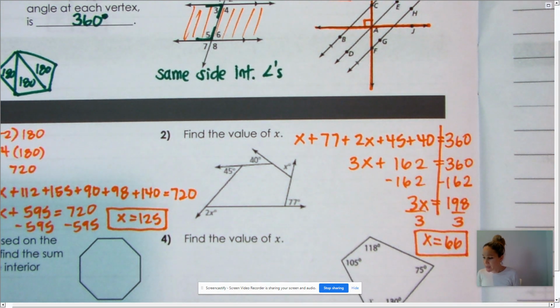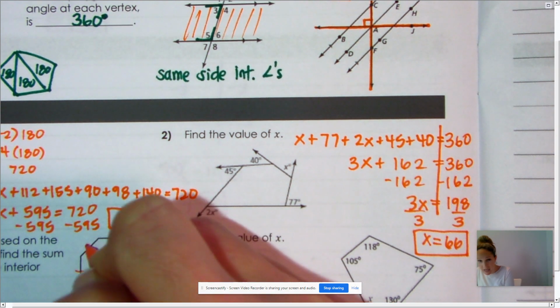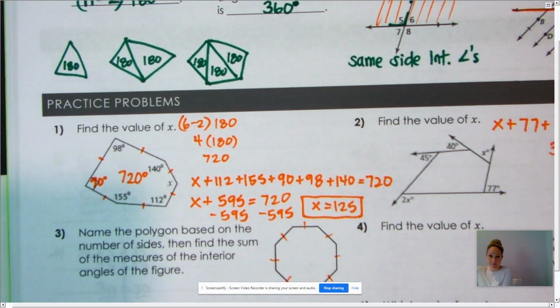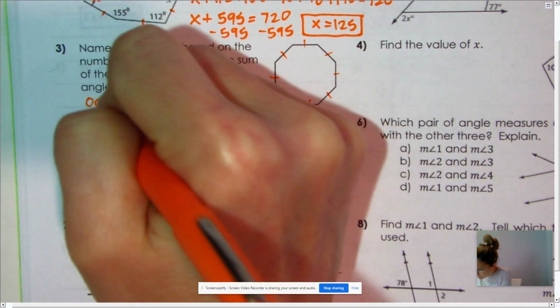Question number 3 says, name the polygon based on the number of sides, then find the sum of the measures of the interior angles of the figure. So this one has 1, 2, 3, 4, 5, 6, 7, 8 sides. So that is an octagon. So that's the name of it.